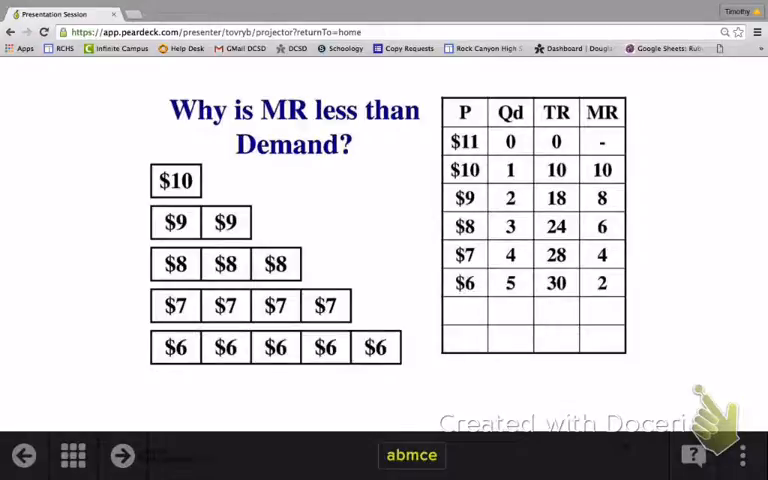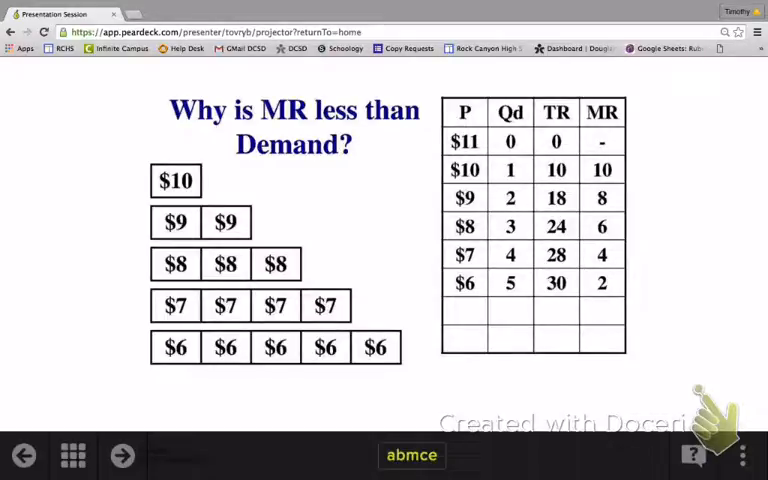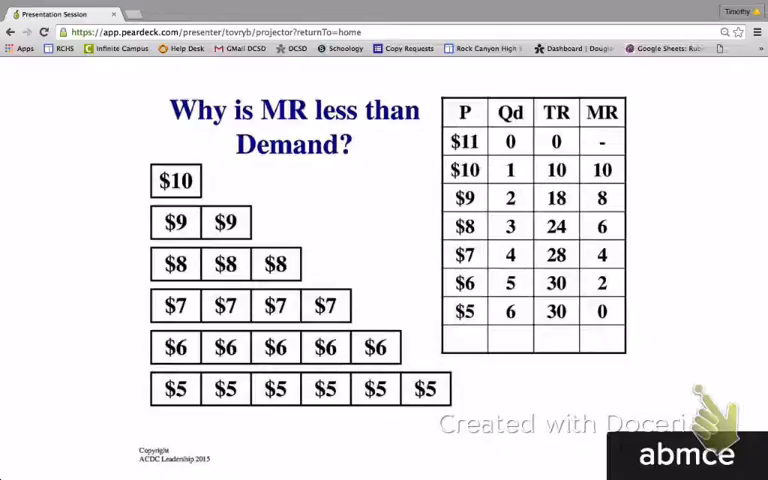We sell the next unit, we get an additional $6 from selling it, but we lose $4 by lowering the price of the first 4 from 7 to 6. That gives us a marginal revenue of 2, even though the price is 6. When we sell the fifth unit, notice we get an additional $5, but we also lose $5 of revenue by lowering the price of the first 5 from 6 to 5. So marginal revenue is now equal to 0.